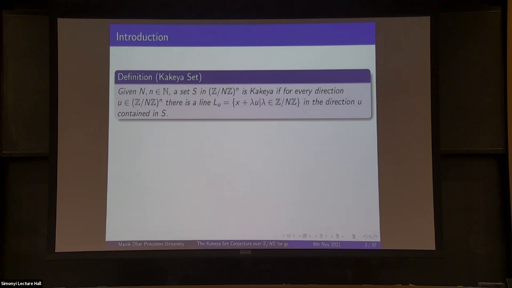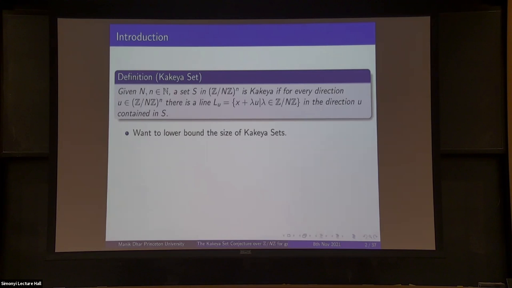So we'll be working in Z mod n for an arbitrary n, and the dimension of the space will be little n. A Kakeya Set in this space will basically be any set which contains a line in every direction. All right, so this is a Kakeya Set, and what do we want to do with this? The problem we want to solve is lower bounding the sizes of these sets.